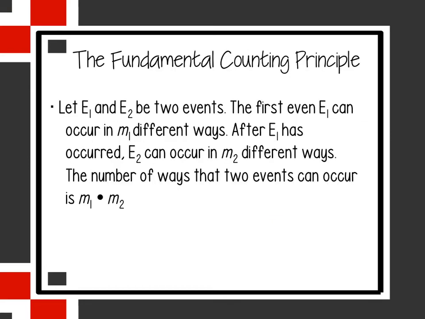Okay. All right, so the fundamental counting principle says that E1 and E2 are 2 events. The first event, E1, can occur M1 different ways. After event 1 has occurred, E2 can occur M2 different ways. The number of ways that events can occur is M1 times M2. So what this means is there are 2 separate events that are not related to each other. The set from one has nothing to do with the set from the other.